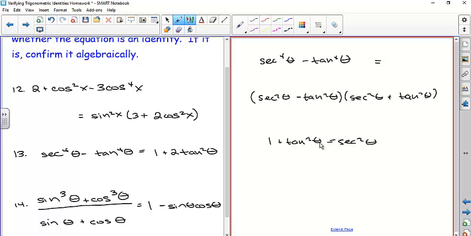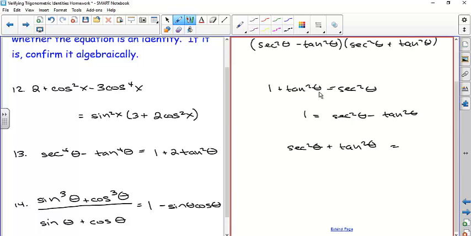So if we subtract tangent squared from both sides, you'll get secant squared minus tangent squared, which is what we have here. This is the Pythagorean identity. So this becomes 1. So what we're left with is secant squared theta plus tangent squared theta.